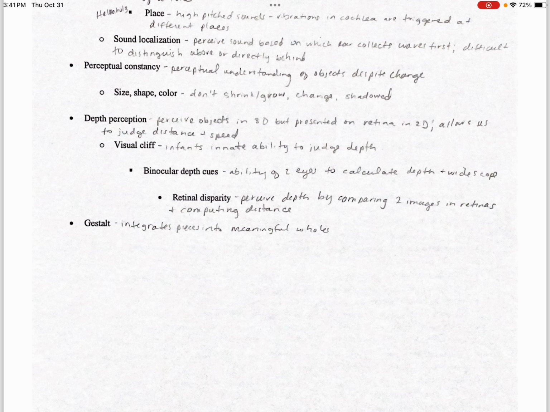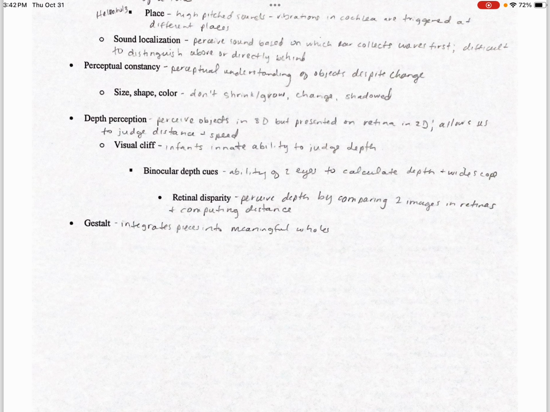One binocular depth cue is called retinal disparity. We perceive depth by comparing two images on the retinas and then computing that distance. And so if you only had the ability to do that with one eye, we don't compare it to anything else, right? We have these two images hitting our retinas, we compare how far it is by comparing these two images. Our brain computes that very, very quickly.